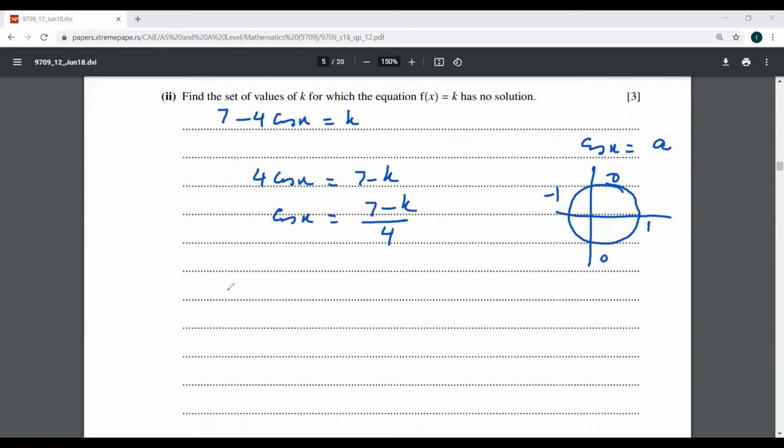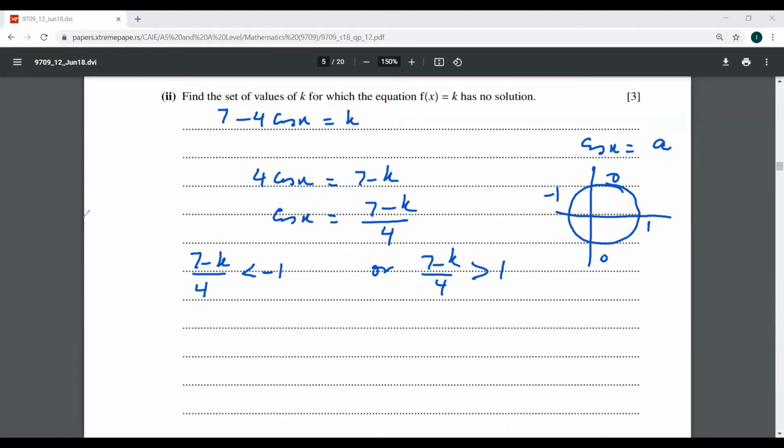Okay? So if there is no solution, then this means either 7 minus k over 4 is less than minus 1, or 7 minus k over 4 is greater than 1. Because we have to give those values of k where there is no solution. So the solution is there if you are within minus 1 and 1. So now we will put that beyond minus 1 and 1.